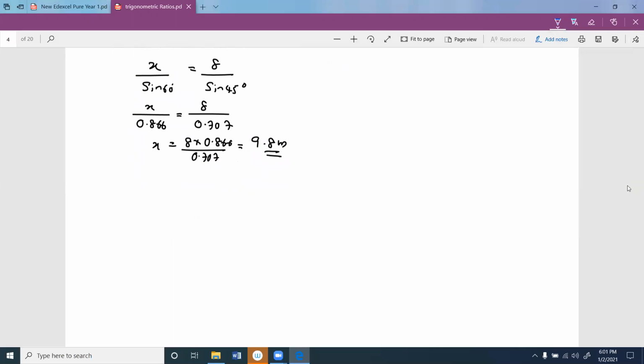So they might ask you, this is 60 and this is 40, and they have given 8 meters. We need to find x. The question is, find the value for x. So in this case, you know that this is 8.